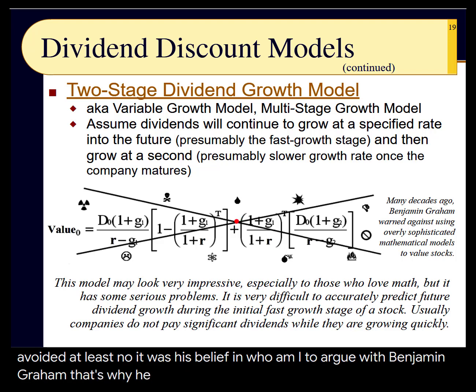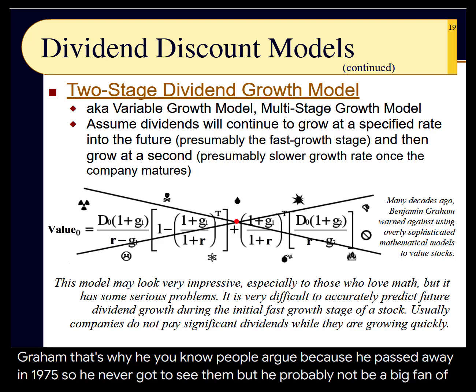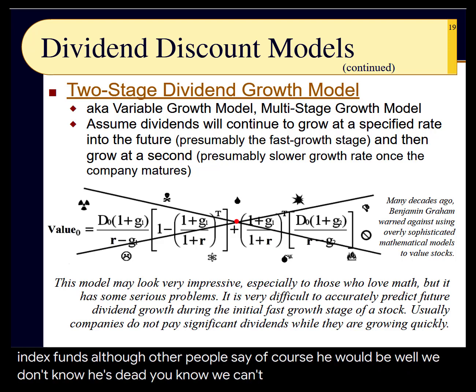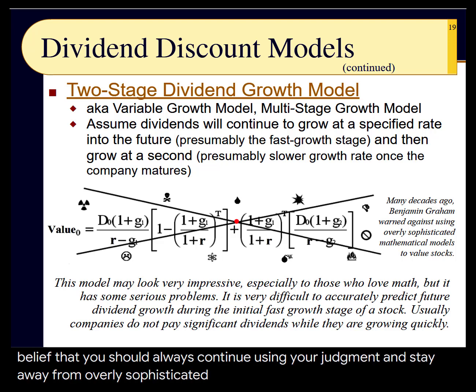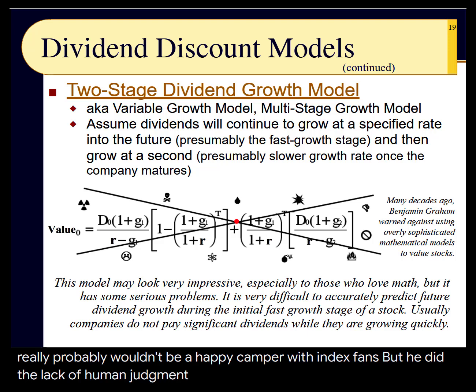People argue, of course, he passed away in 1975, so he never got to see them, but he would probably not be a big fan of index funds. Although other people say, of course he would be. Well, we don't know. He's dead. But from what I've read, his belief that you should always continue using your judgment and stay away from overly sophisticated mathematical models tells me that he really probably wouldn't be a happy camper with index funds. Now, the mathematical models don't apply, but the lack of human judgment does.